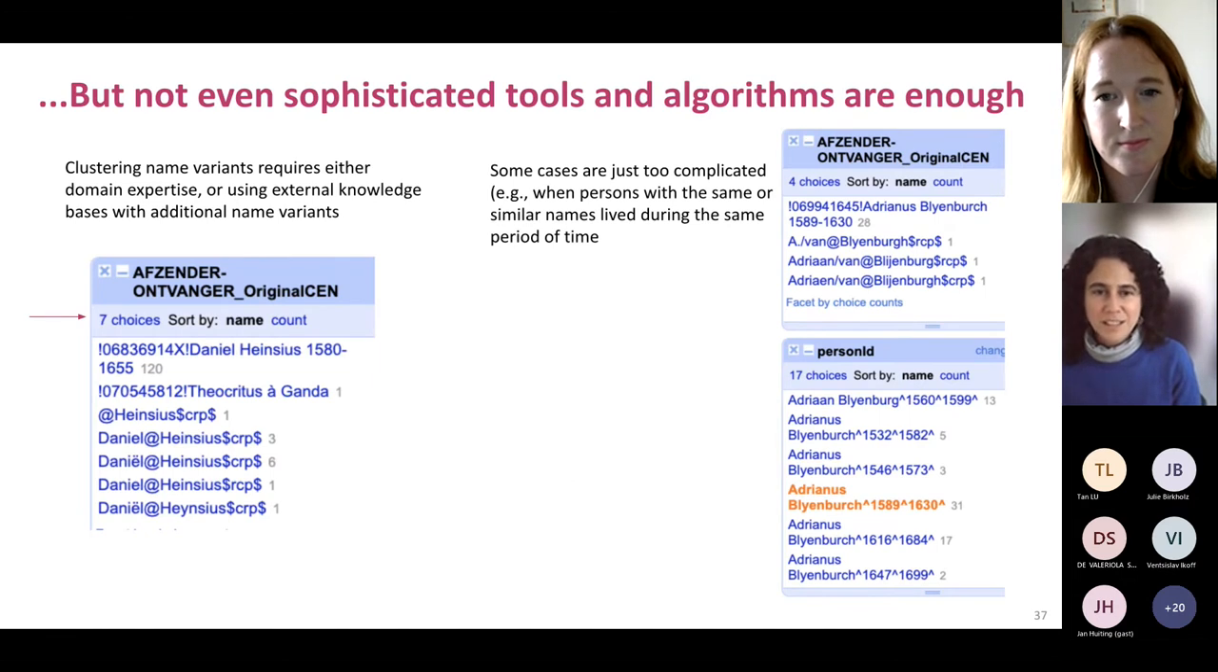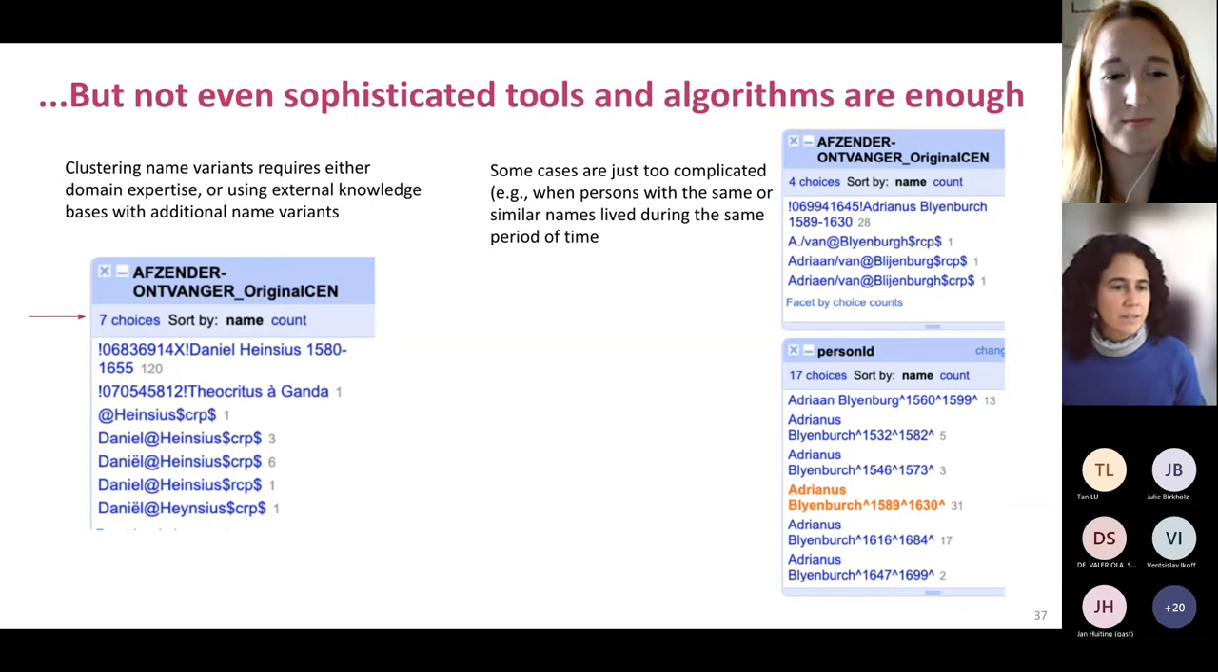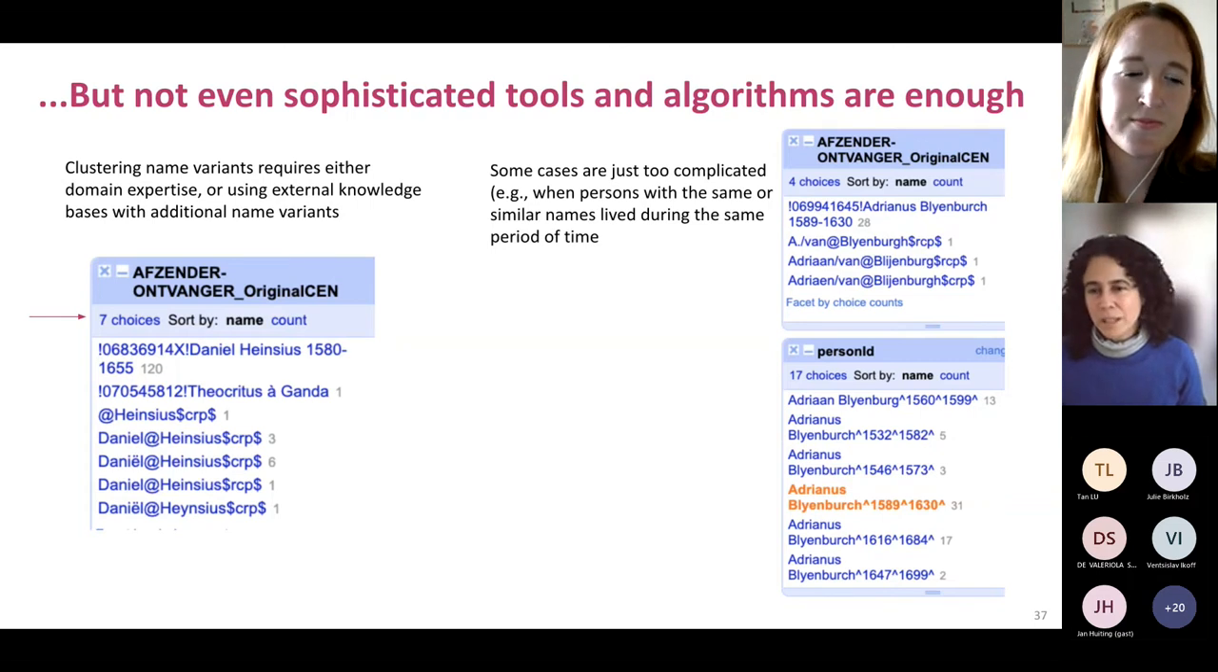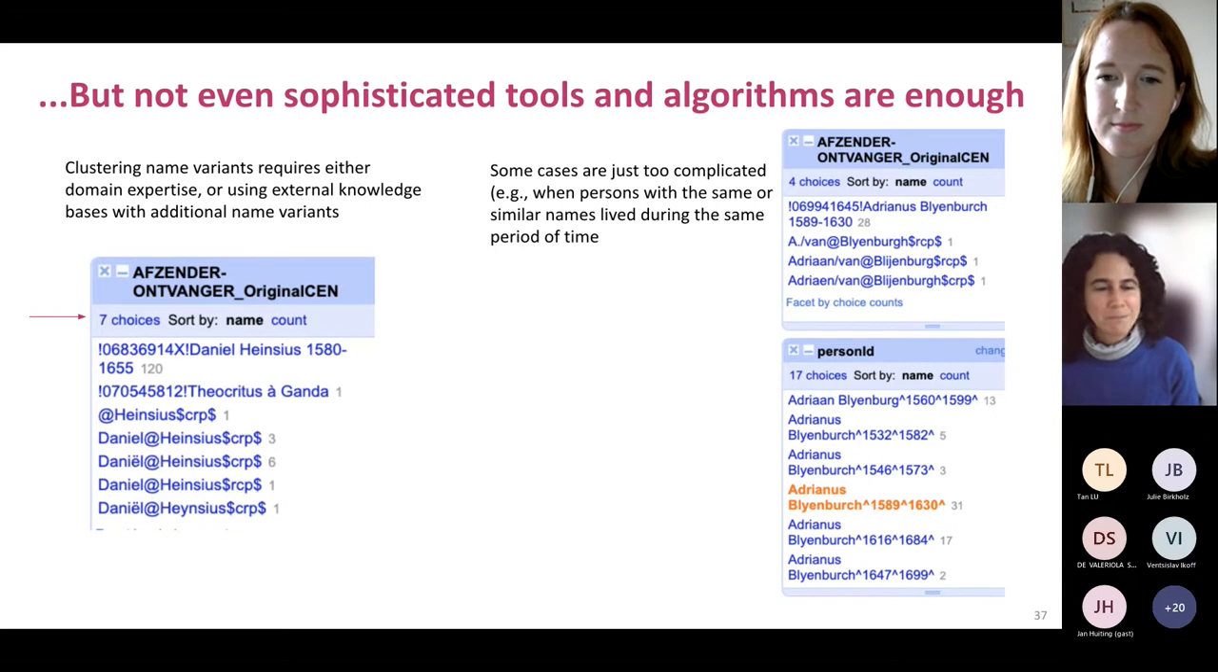It is really challenging to cluster the mappings when you have all these variants, when so much domain knowledge is needed. For instance, in the case of Daniel Heinzius, if you don't know that he was also called Theocritus Agranda, then you will miss this clustering on the left. Also, there are persons who had the same name, but they were different persons. So, as in the case of Adrianus Blyenburg, you see there are at least six of them.